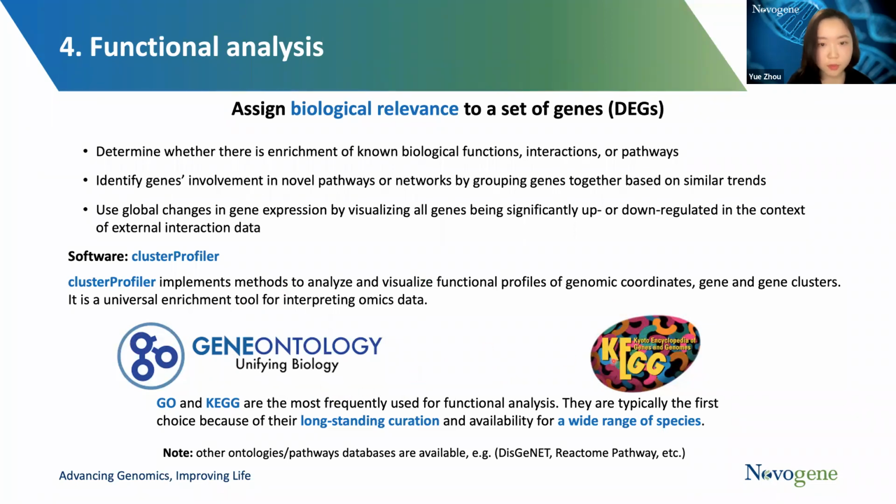The databases we use for the functional analysis, for the enrichment analysis, there are actually a lot, but we're just listing two of them, which are GO and KEGG. GO and KEGG are the most frequently used for the functional analysis, and they're typically the first choice because of their long-standing reputation and the availability for a wide range of species. And please note that there are also other ontologies and pathway databases available, such as DisGeNET, Reactome Pathway, etc.